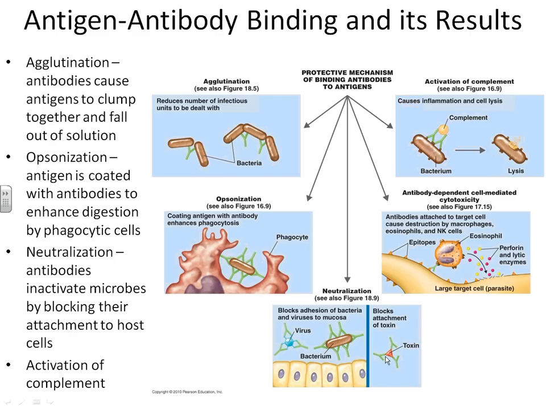Neutralization means not that the antibody is going to kill the pathogen, but it keeps the pathogen from hurting us. Think about what we learned in Chapter 13 on viruses. Step 1 of viral infection in the lytic cycle was attachment. If the antibodies are surrounding the virus, shown here, then the virus can't attach to our cell. If it can't attach to our cell, it can't do anything. Same thing goes with a bacteria or a toxin.